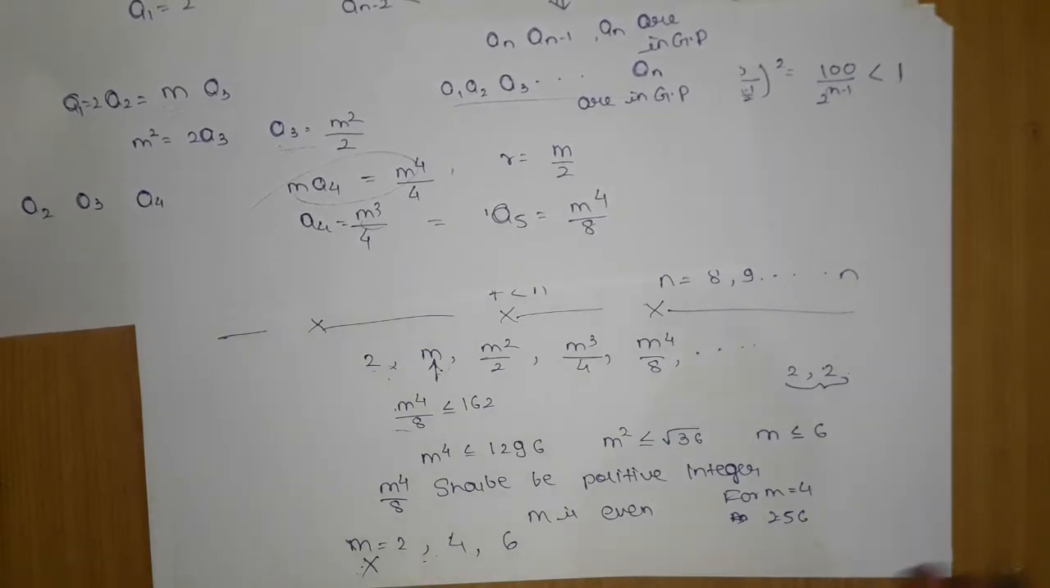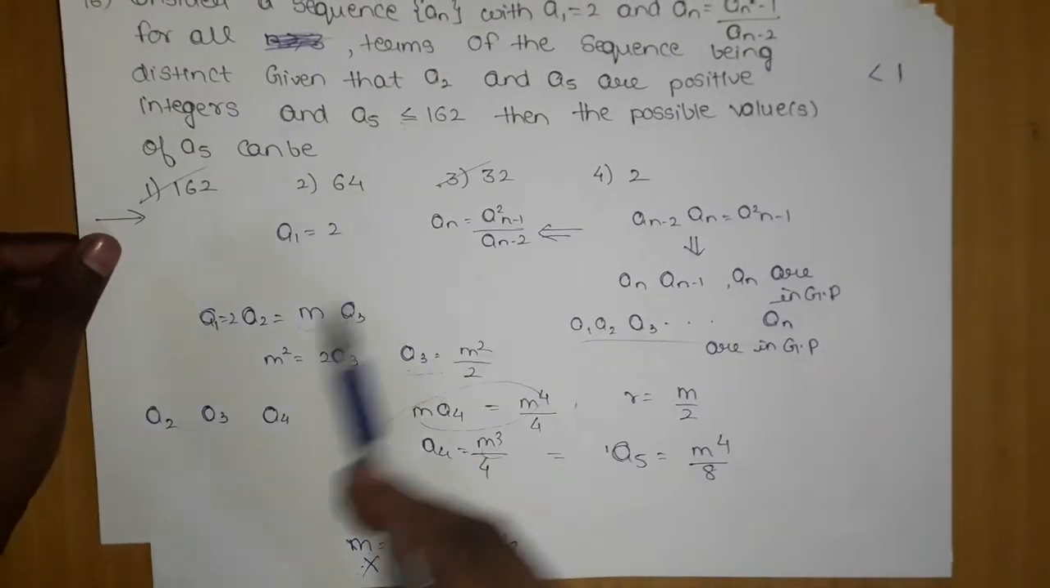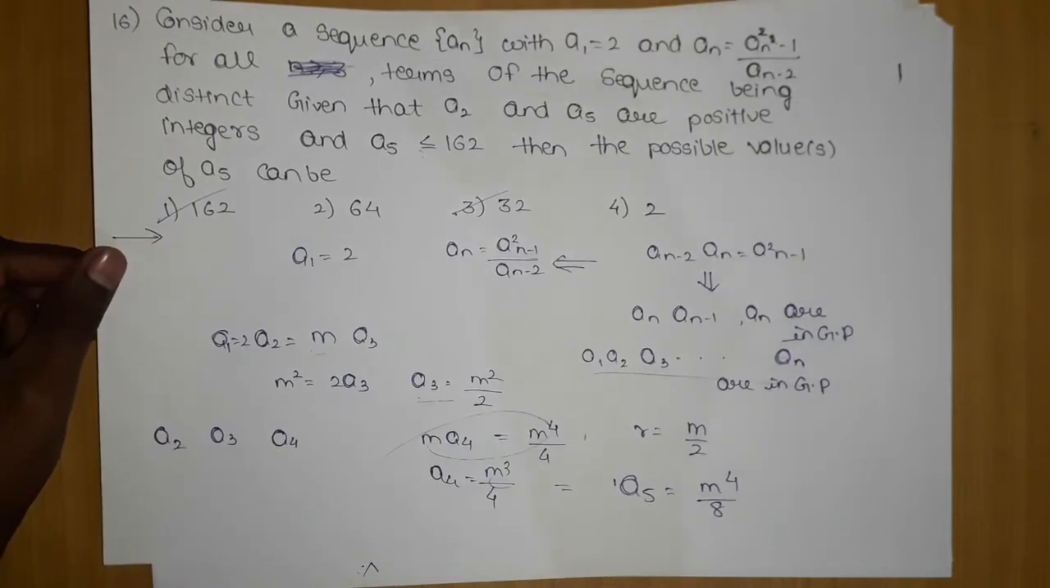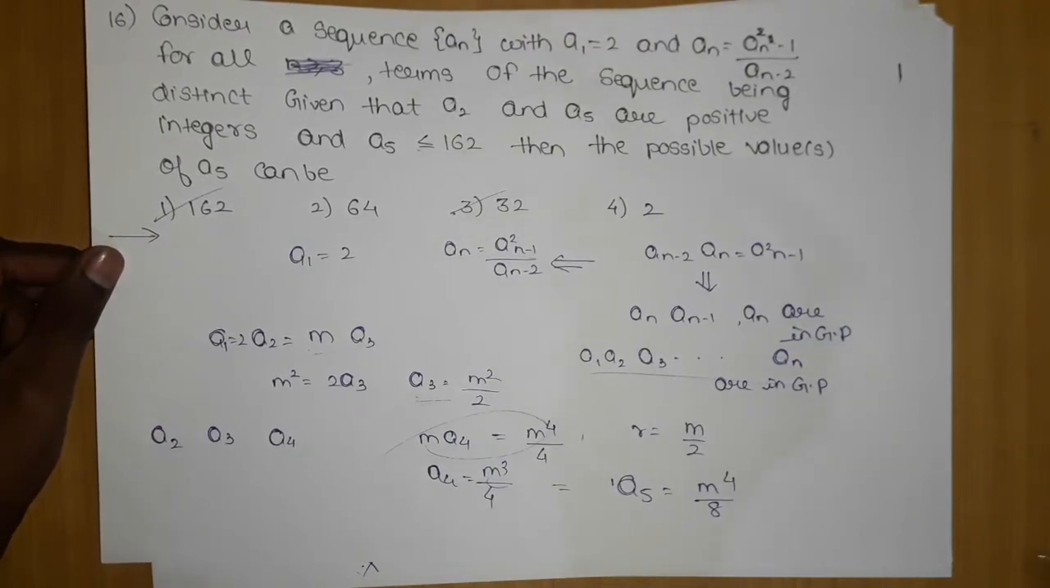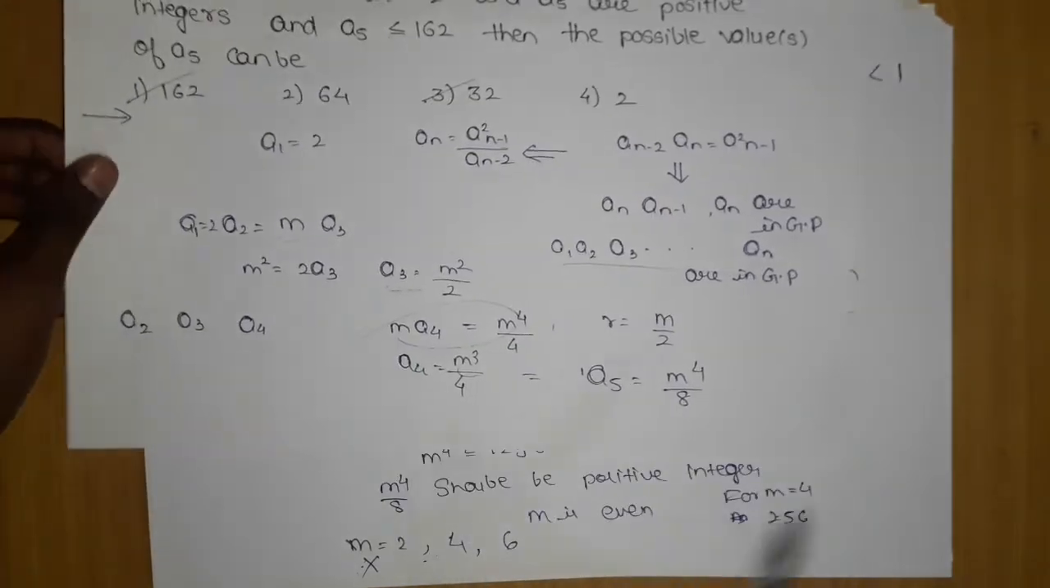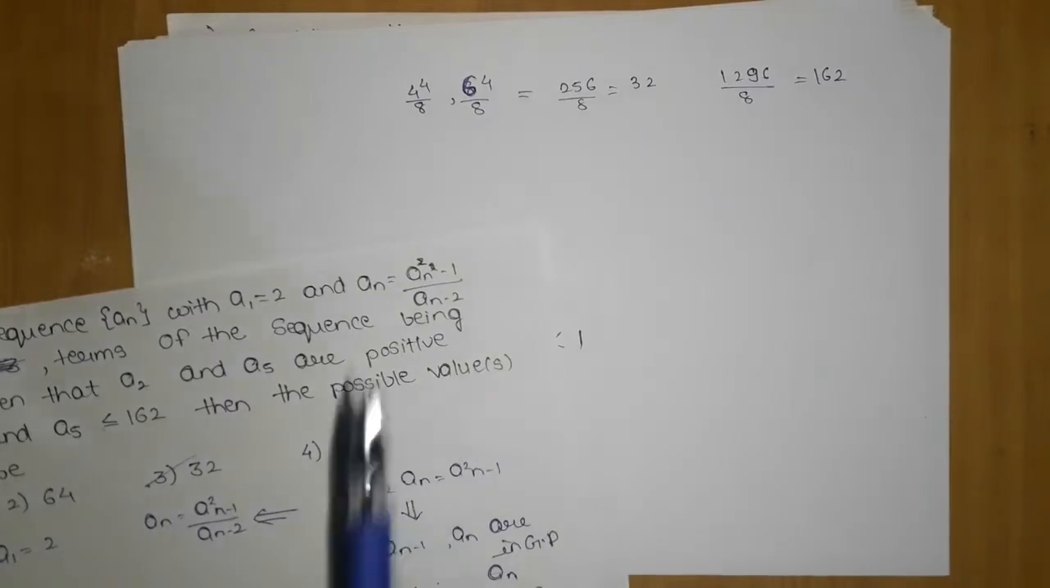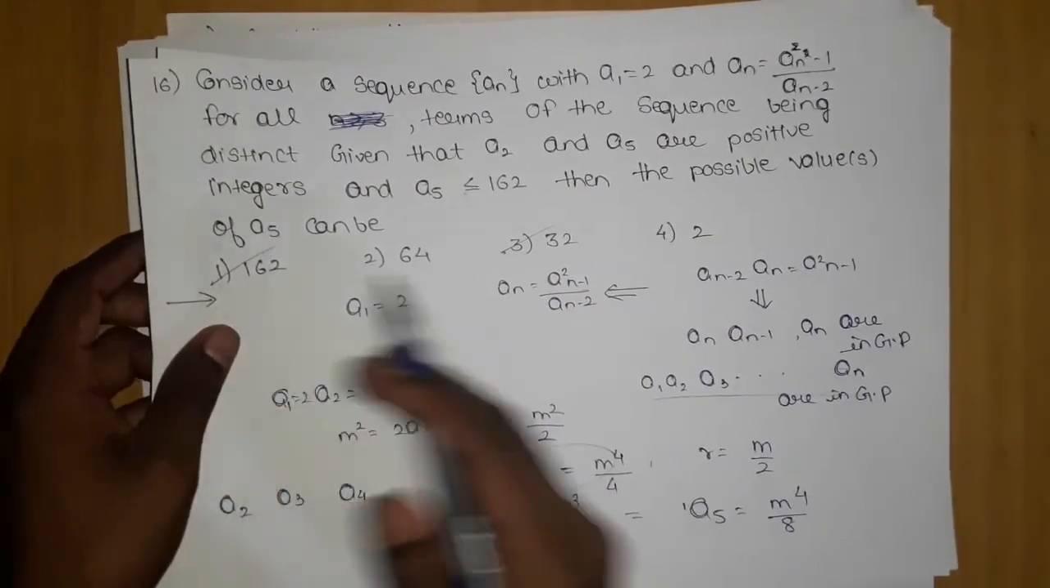Then the possible values for even are 2, 4, 6, but 2 cannot be, because the numbers will become the same and the series will no longer be a GP. To avoid that, we consider 4 and 6 as the possible values of m. When we consider 4 and 6, we got these answers. Okay, hope you have understood. That is why 1 and 3 are the answer.